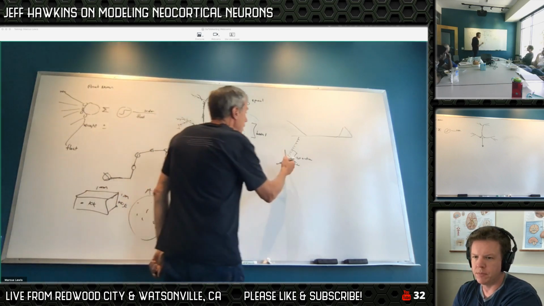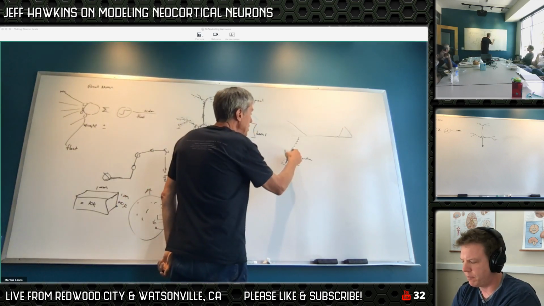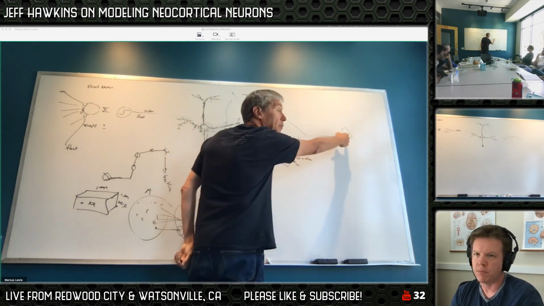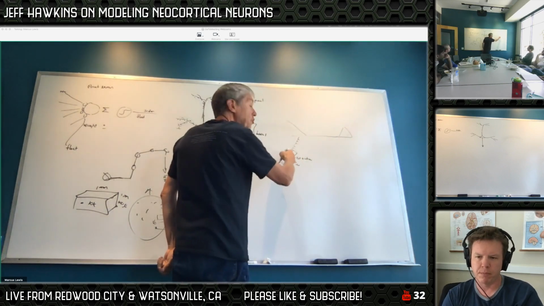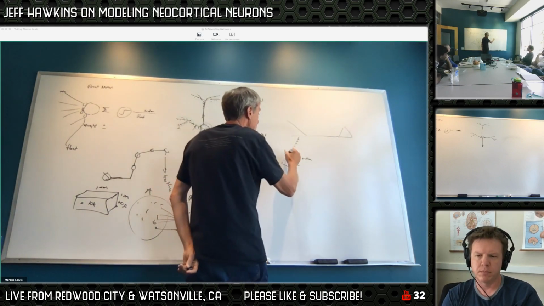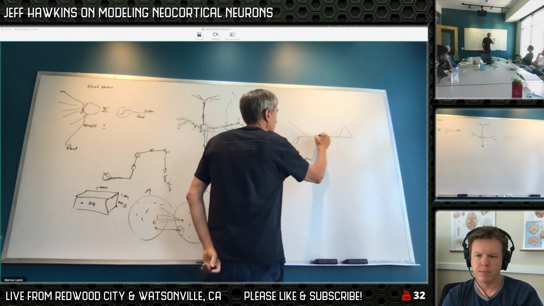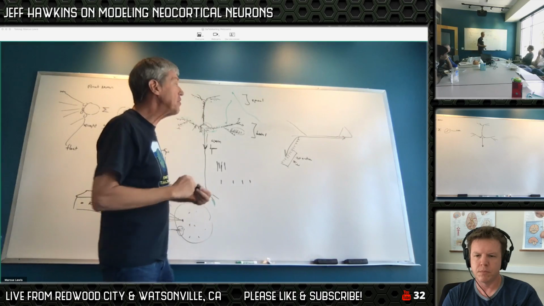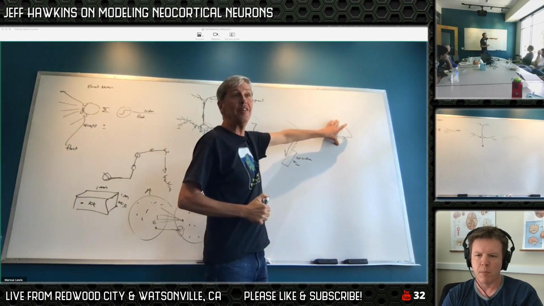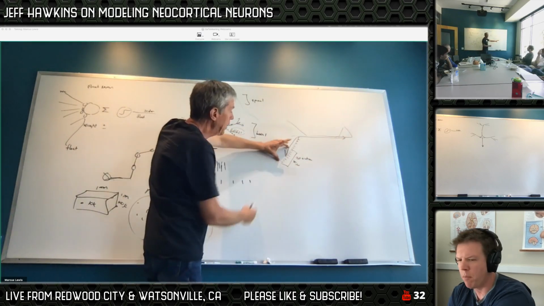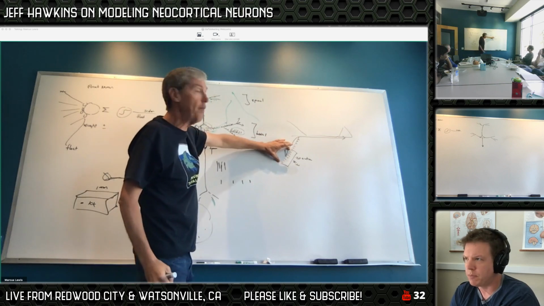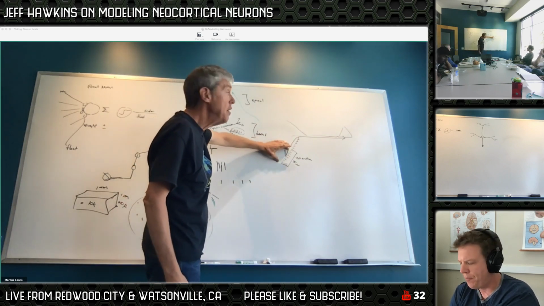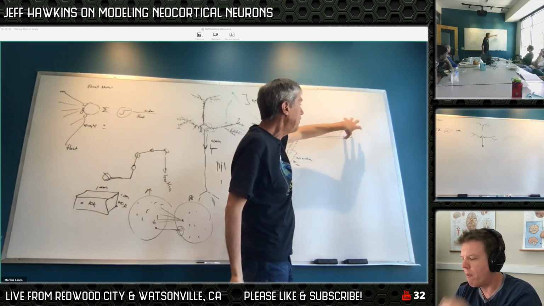Individually, if I activate any one of these synapses, it wouldn't do anything here. But if I get 20 of them active, it generates a spike, and then the spike travels along here and gets to the cell body. And now it has a big effect at the cell body. So this becomes like a pattern recognizer. If I can recognize a pattern here, then I can create a significant event here.